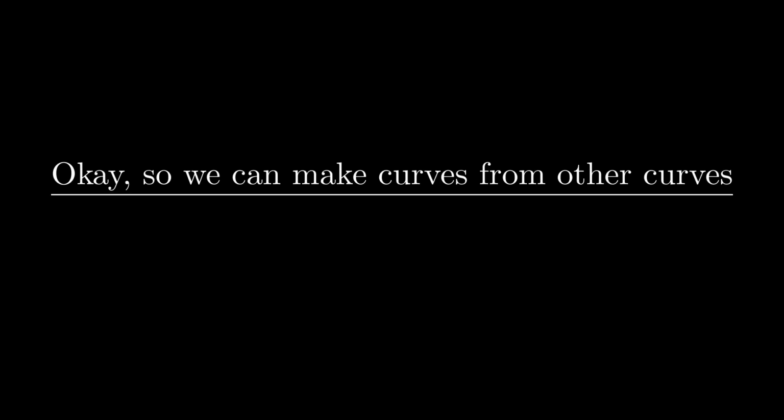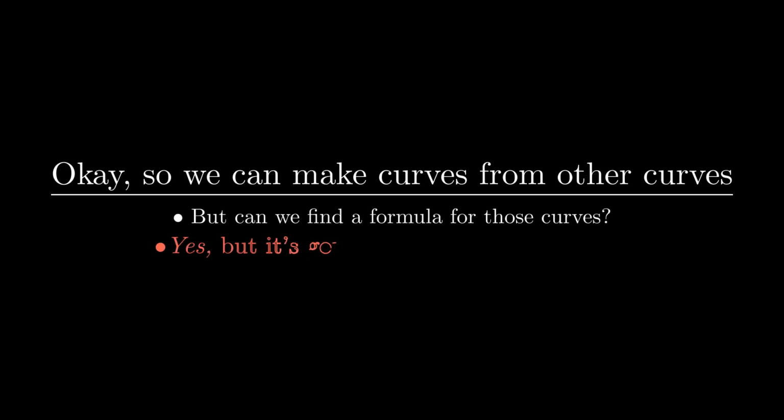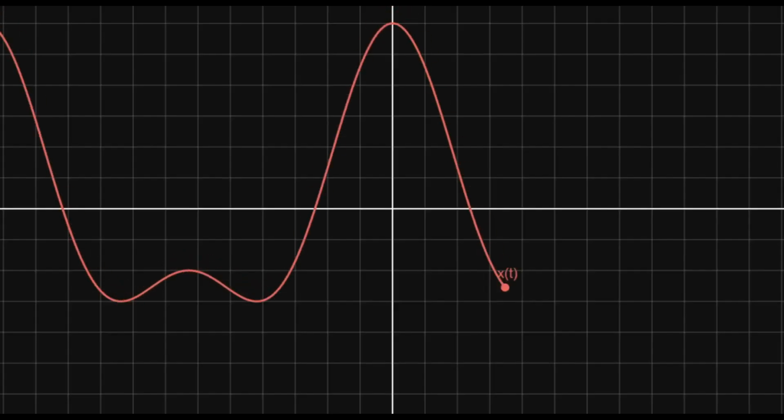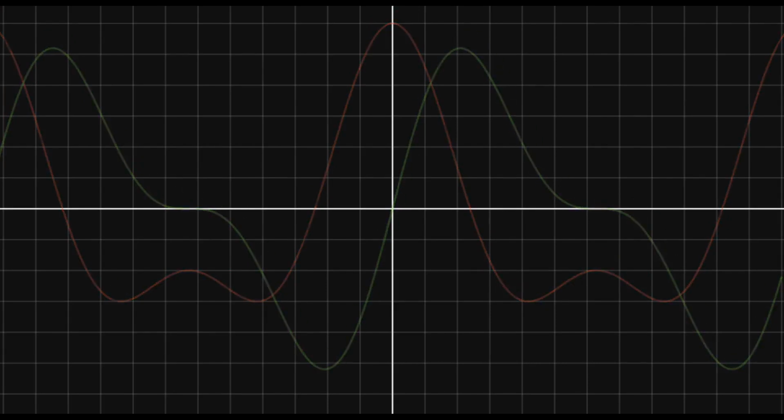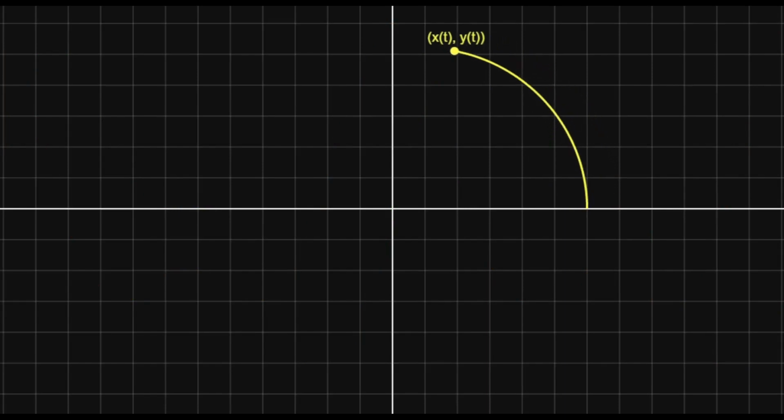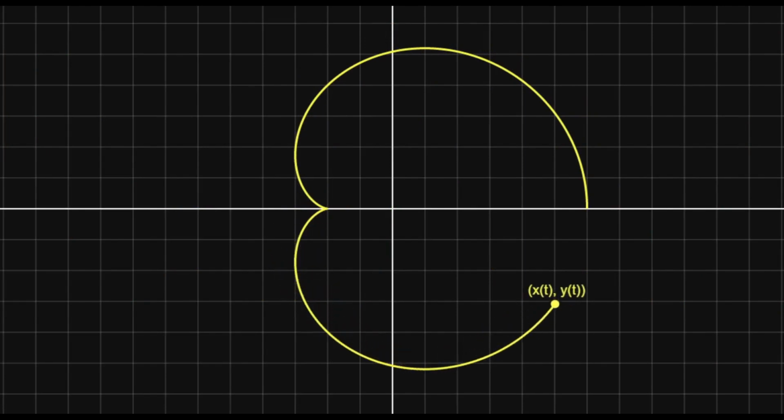Okay, so we have a way to make curves from other curves. That's cool and all, but can we write a general formula for a given pedal curve? Yes, in fact we can. However, this will require some basic knowledge of calculus, especially derivatives. For simplicity's sake, let's say we have a pair of functions x of t and y of t, such that when used as the coordinates of a point in the plane, they trace out our curve. We say that these functions parameterize the curve.